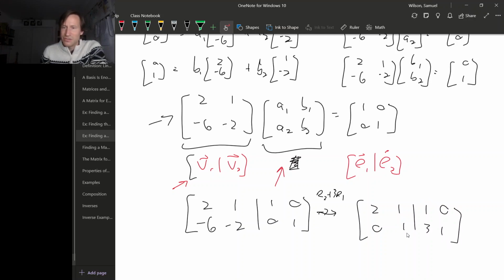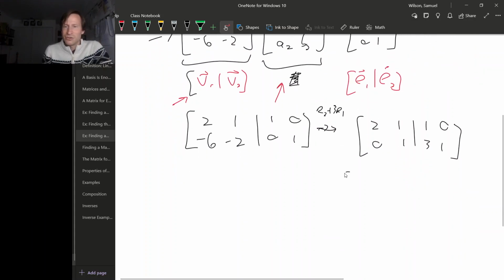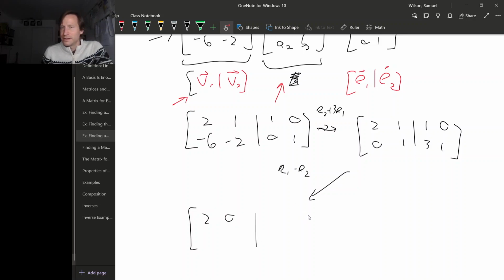Okay, and now we need to use the 1 in the bottom right to eliminate the 1 just above it. So now we can do row 1 minus row 2. And that gives us 2, 0, -2, -1, 0, 1, 3, 1. And now we just need to divide the first row by 2.